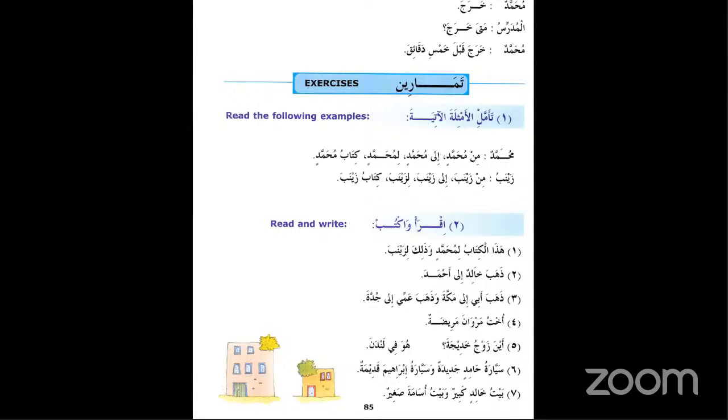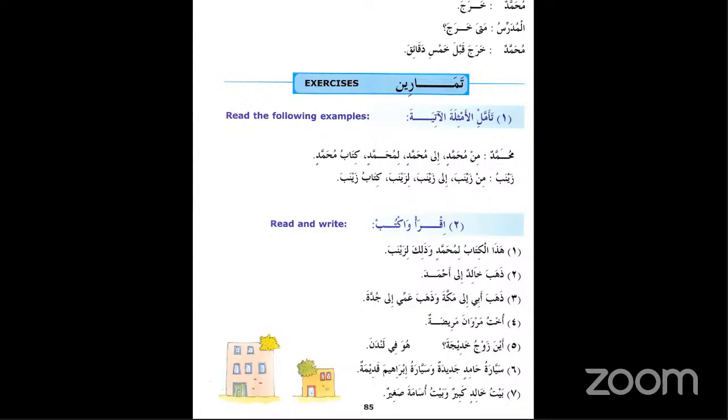Bismillah ar-Rahman ar-Rahim. Muhammadun min Muhammadin ila Muhammadin li Muhammadin kitabu Muhammadin. So min Muhammadin is because there's been a preposition before Muhammad. That is why it will take kasra. Same with ila, and same with li because it is for Muhammad. So that will take kasra.